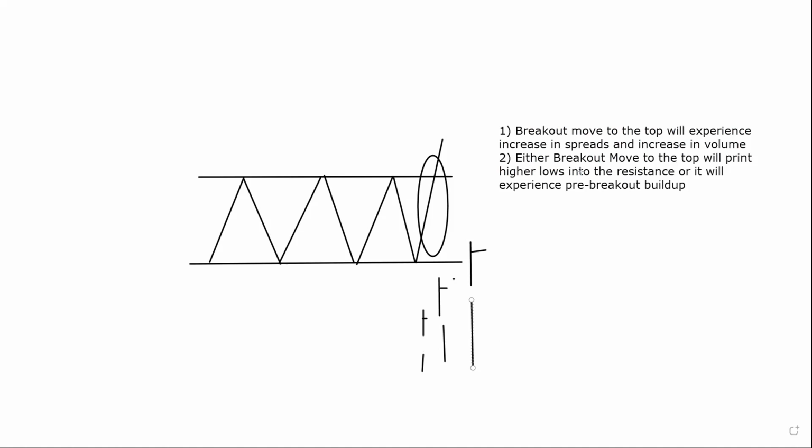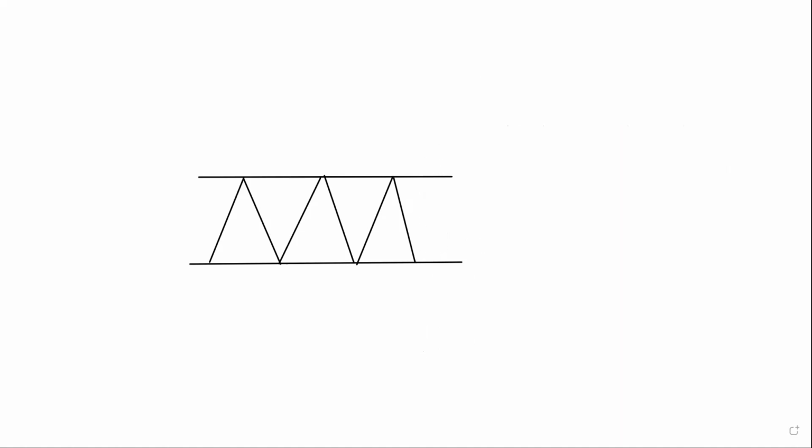Either the breakout on the top will print higher lows. Now you will see, as we are breaking to the top side, for example, this is a breakout here. It will start experiencing higher lows like this. Got it? It will start printing higher lows into the resistance. Higher lows because the market is changing. I told you already. This condition you already know, right?